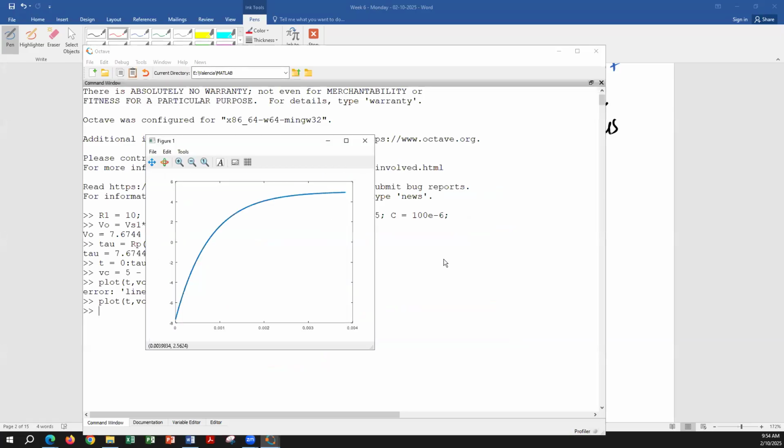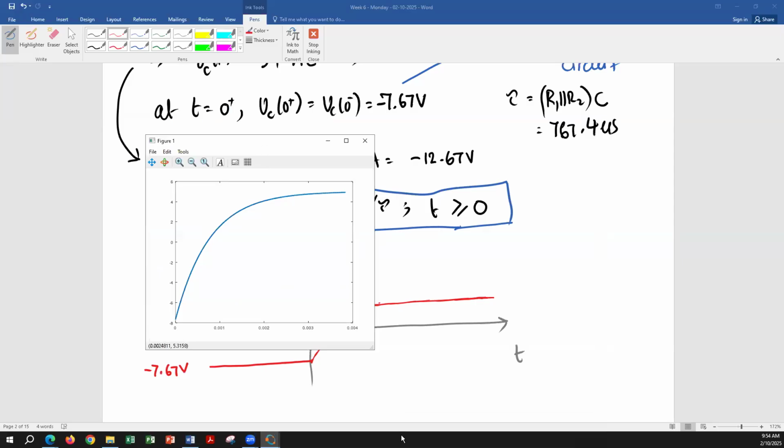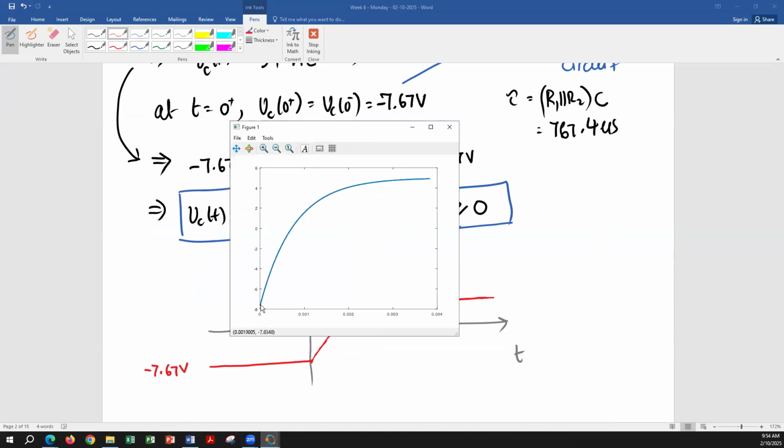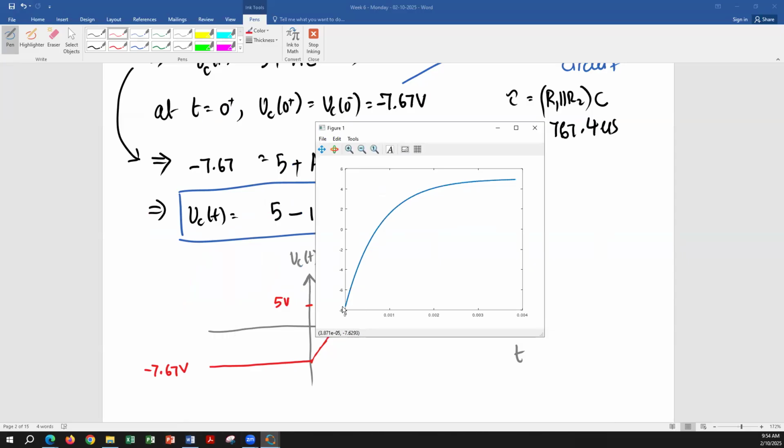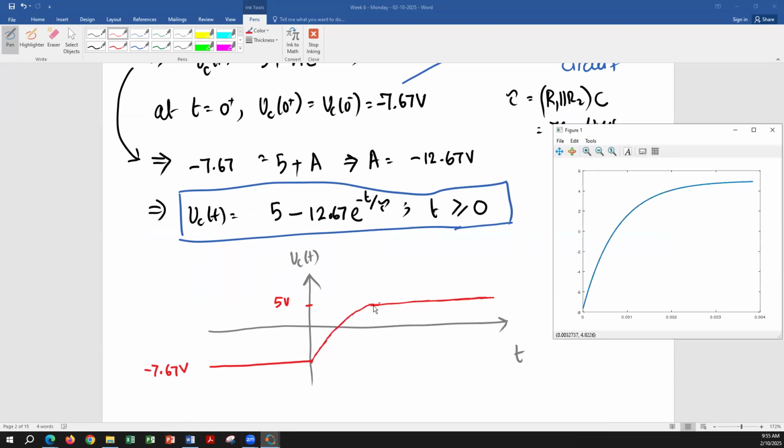Yeah, it's going to go down first around -8, and then it's going to surge to the value 5. So it's not going to go straight. I can go ahead and add t less than 0 values as well, which is going to be negative. No, that is negative 7.67. Sorry, yeah. So it is going straight. So this is negative 7.67, right here. So this plot is correct. It's going to be negative 7.67, and then it's going to rise until 5.